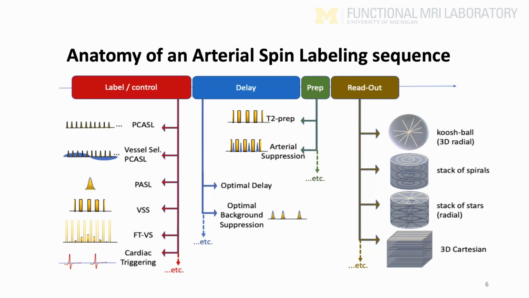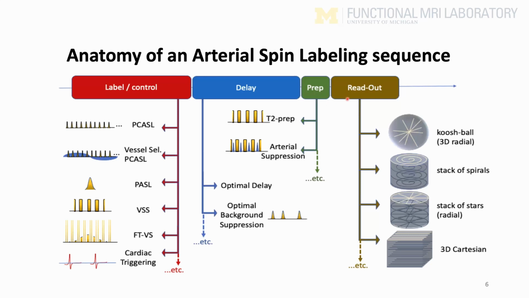So let me tell you the basic anatomy of an arterial spin labeling pulse sequence. There's going to be a labeling period where you're doing that perturbation of the arterial blood. And then there are a lot of different options that we're going to talk about. And then after a little bit of a delay, those perturbed spins are going to get into the tissue. And then you can have different kinds of preparations, like getting rid of the arteries or adding T2 weighting if you're interested in oxygenation.